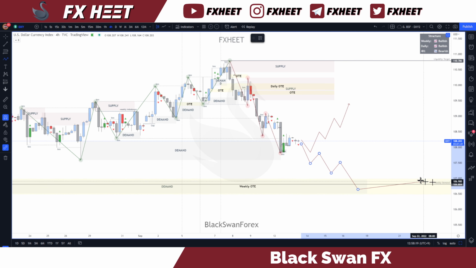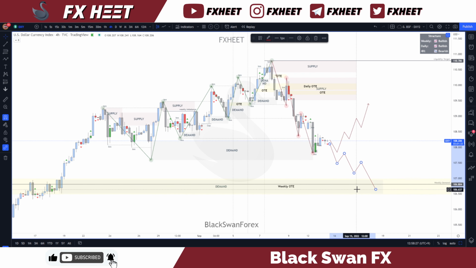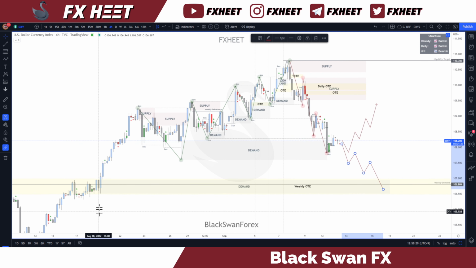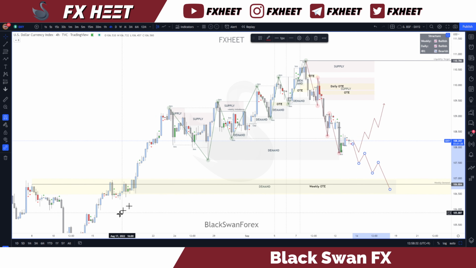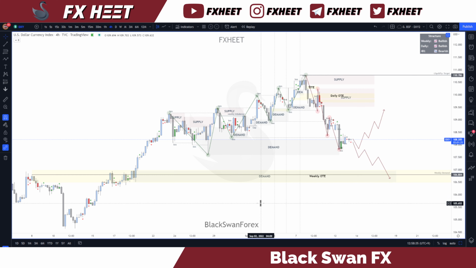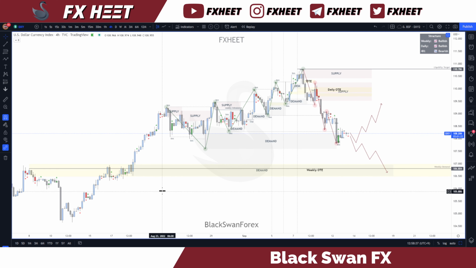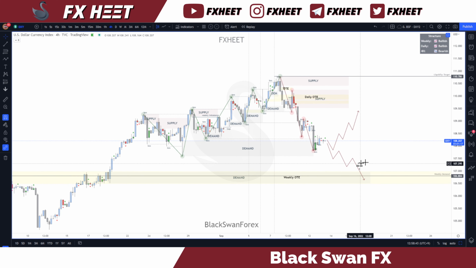Because of all the confluence we have: weekly demand level, as well as weekly OTE level, as well as 4-hour demand, which is also an order block that was right in the middle of this massive expansion we had to the upside. So this could be a very strong area to reverse from if price were to come down here. If price makes it here, we'll need to watch closely the reaction at this level to see if there's a chance for a reversal.